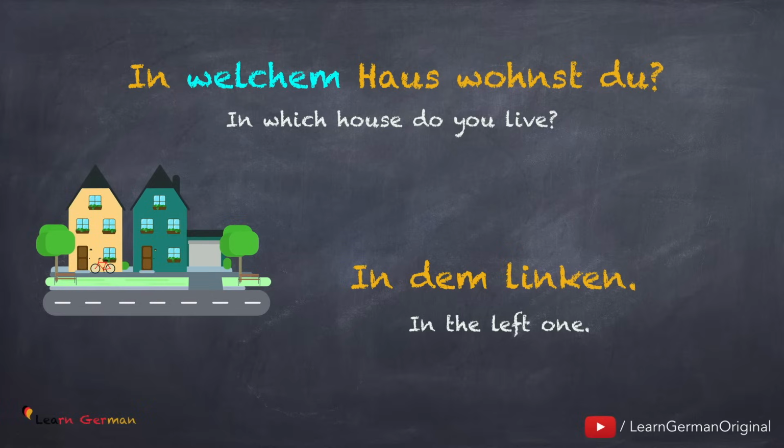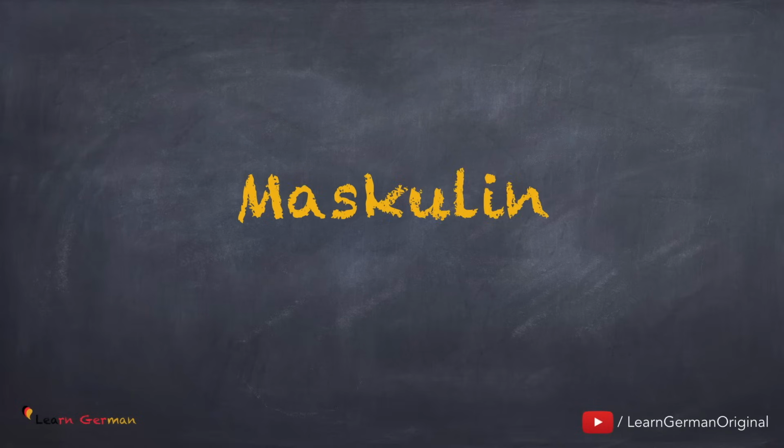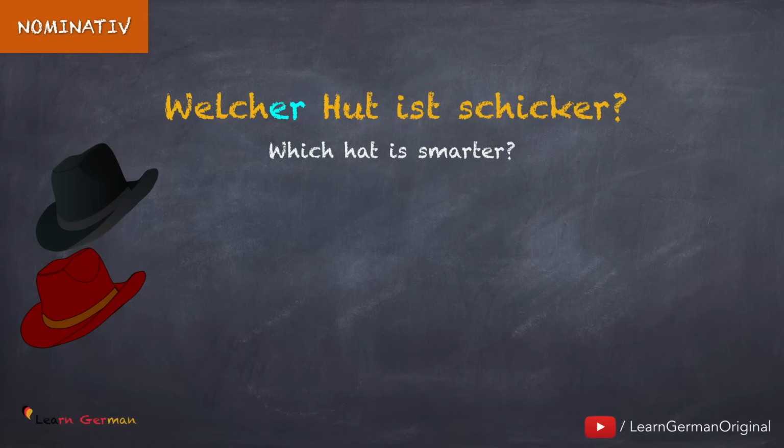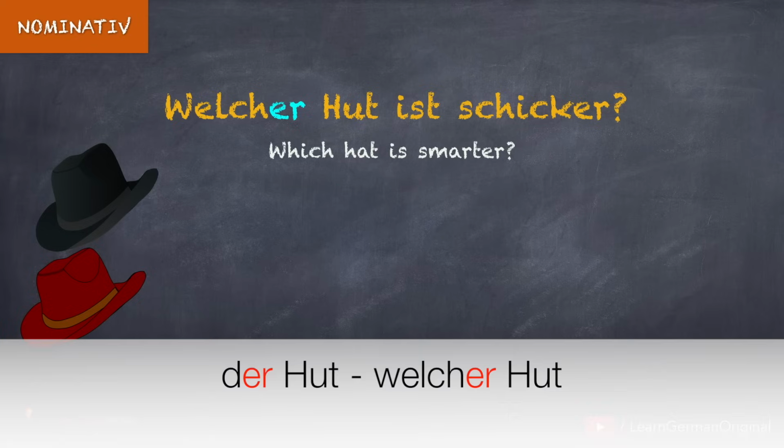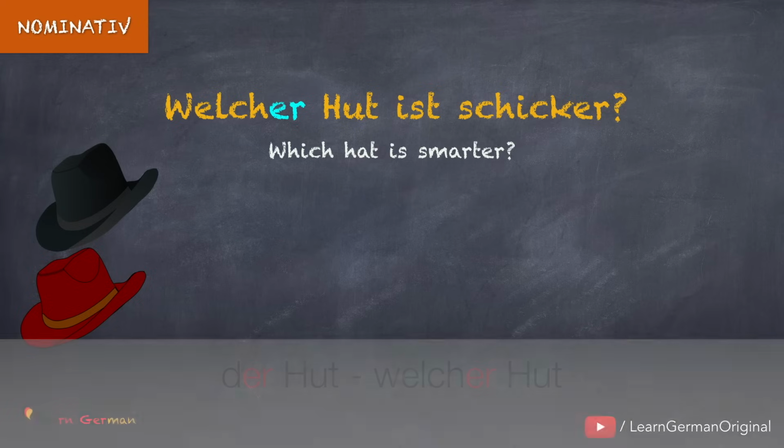As you might have guessed, all this is dependent on the article. Let's first look at the masculine article. We'll also be looking at the three cases, nominative, accusative, and dative, because the article changes with the case. Let's look at the first example with nominative. Welcher Hut ist schicker? In this case, the article for Hut is der Hut. So basically, welcher takes the ending er from the article der.